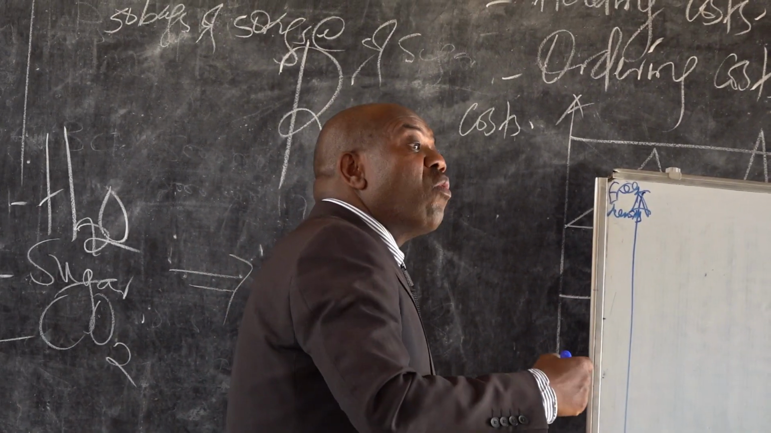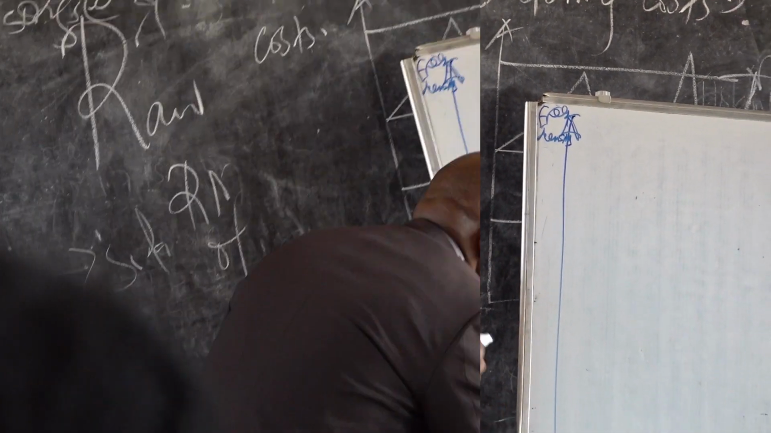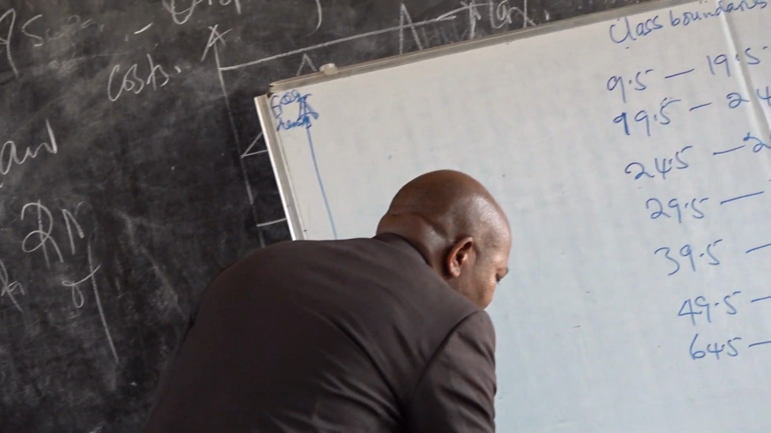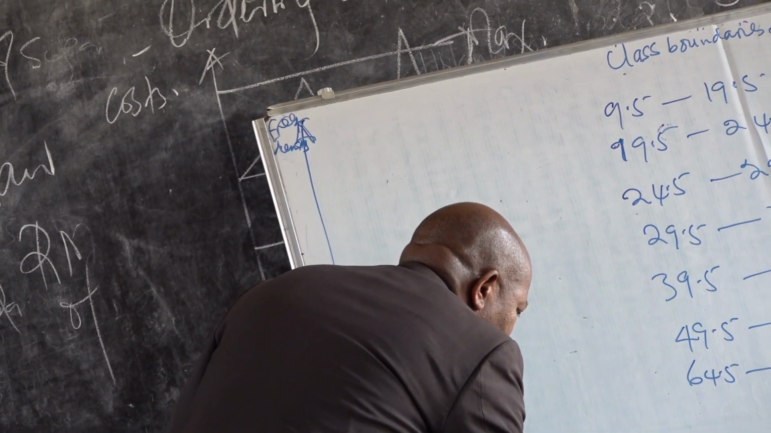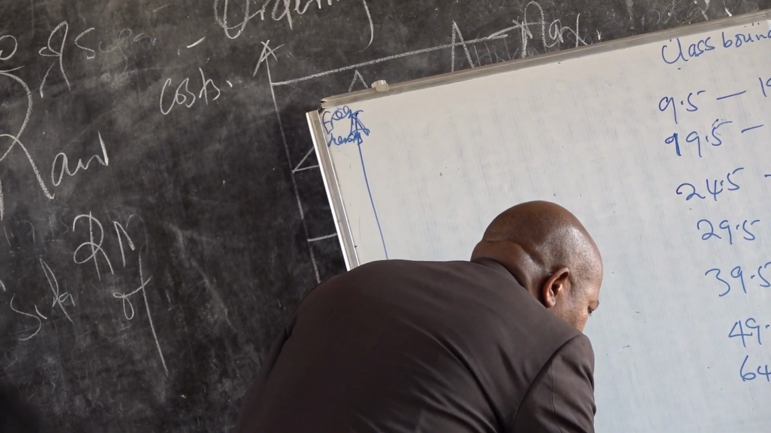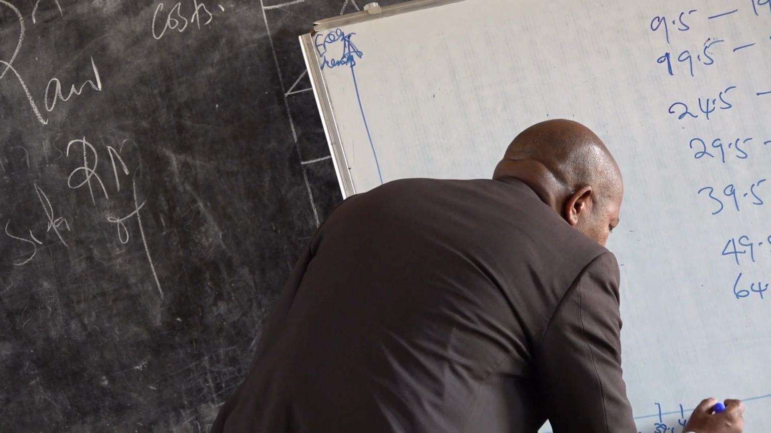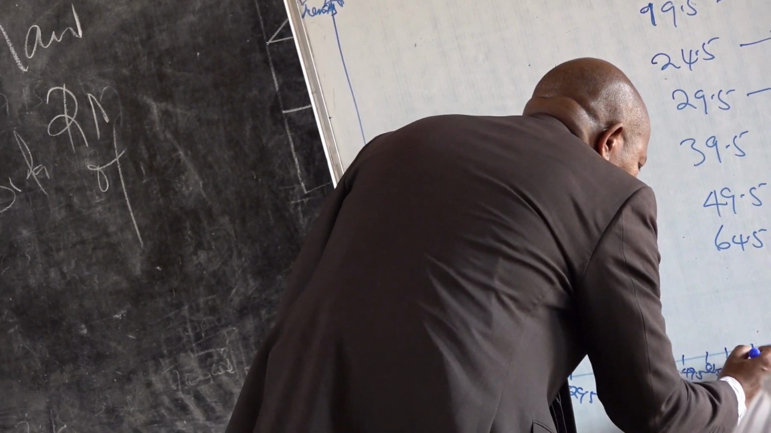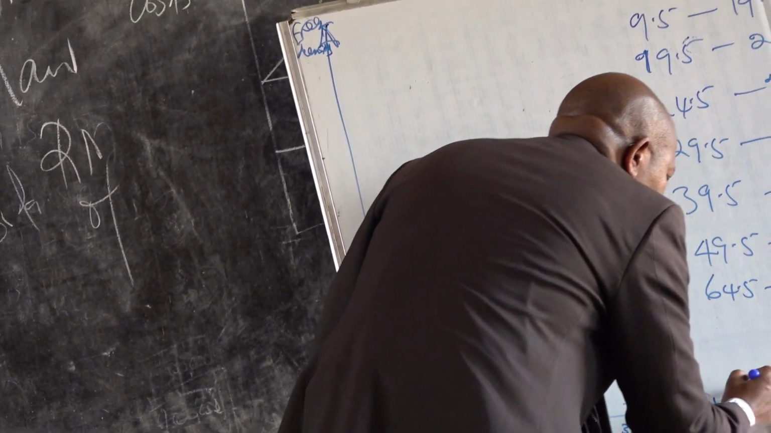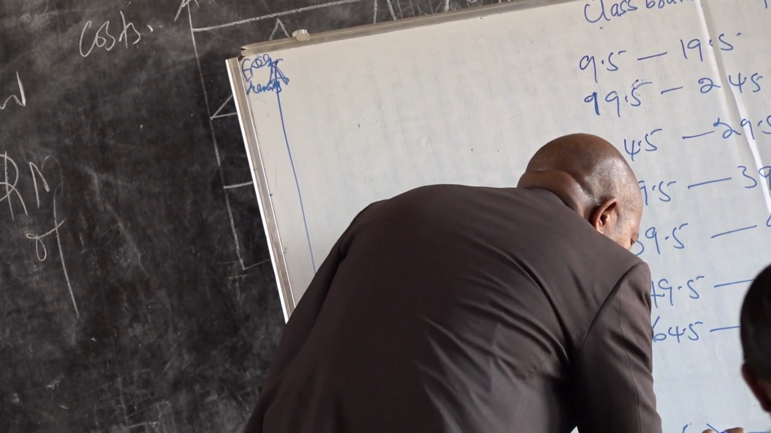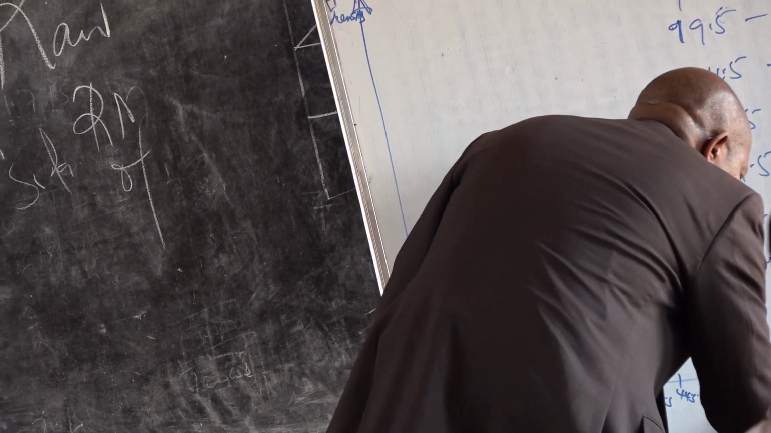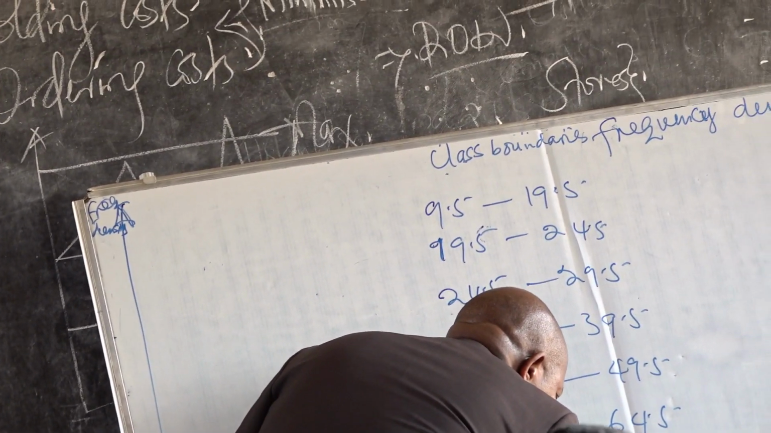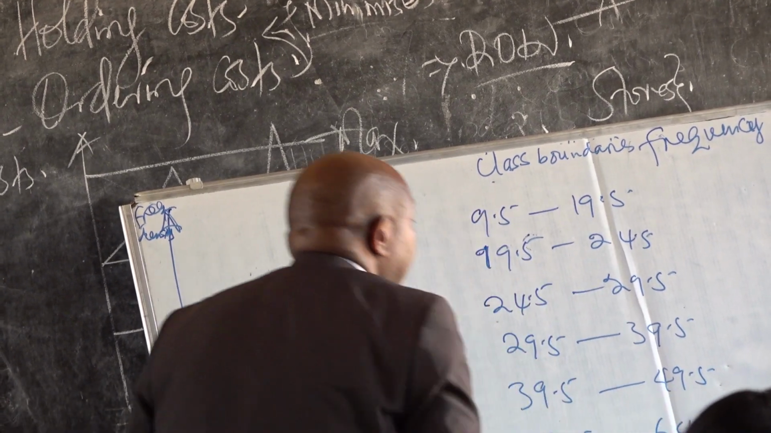The scale we are using is 1 centimeter to represent 5 units. Add 5: 24.5. Add 5: 29.5. Add 5: 34.5. Add 5: 39.5. Add 5: 44.5. Add 5: 49.5. Add 5: 54.5. Add 5: 59.5. Add 5: 64.5. Add 5: 69.5. Add 5: 74.5. Add 5: 79.5. Add 5: 84.5. Add 5: 89.5. I want to stop there, okay?